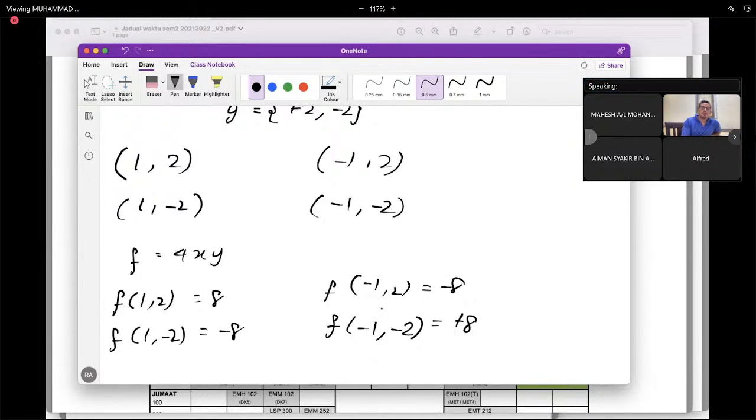Okay, so you see that this gives us two locations of each. This is max, this is also max, and this is min, and this is min. Okay, this is now our answer.